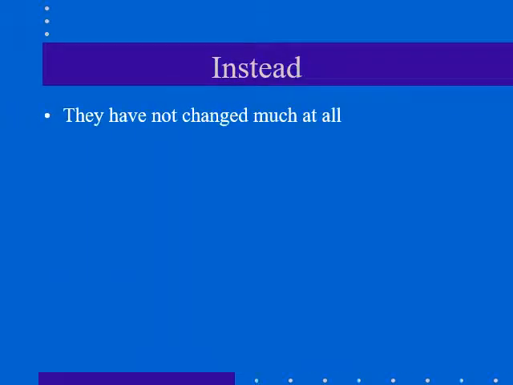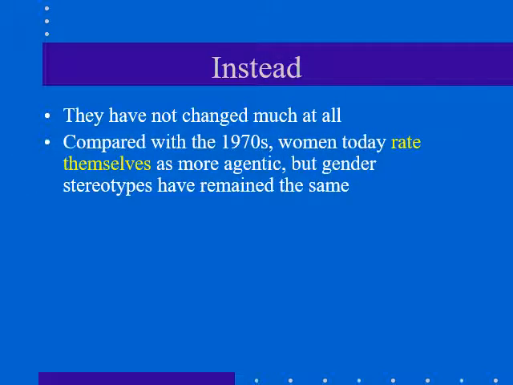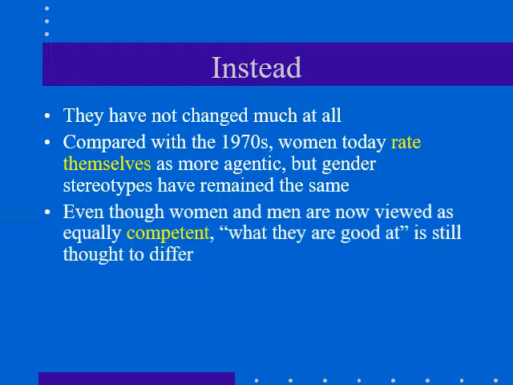Instead, gender stereotypes haven't changed very much at all. If we can call this a natural experiment, we can say that gender roles don't seem to have much to do with stereotypes because they haven't changed. What has changed is that compared with back in the 1970s, women themselves do rate themselves as more agentic than women did in the 1970s. But the stereotypes, they haven't budged.